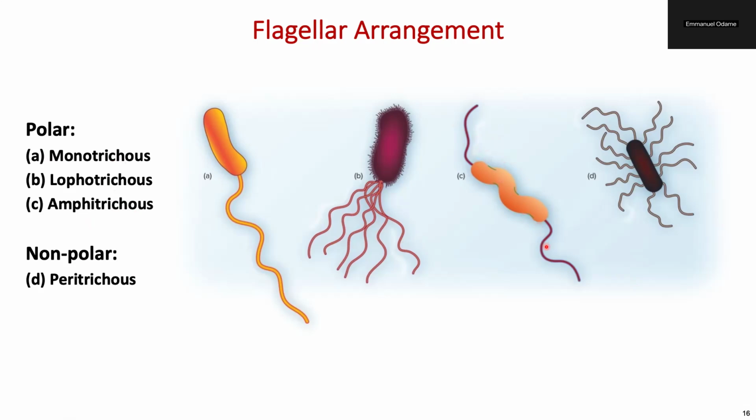And then we have the non-polar, which doesn't follow any direction. As you can see, under non-polar, we have the peritrichous, which has the flagella all over the body of the bacteria.